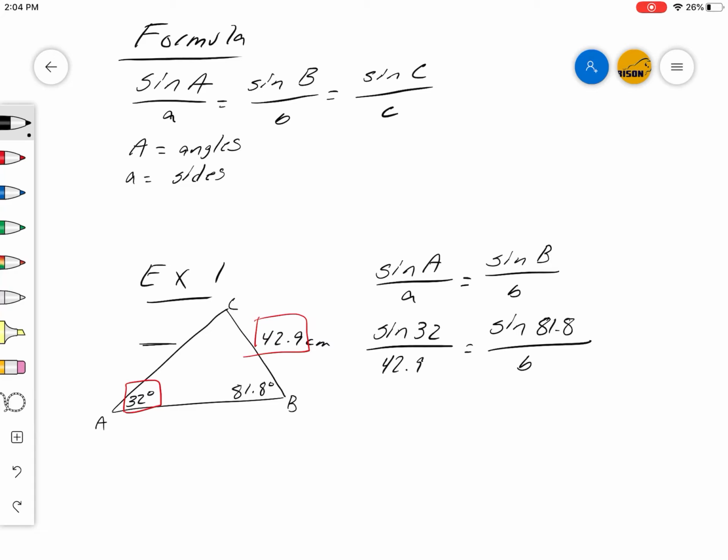If I cross multiply, so you all are always willy-nilly wanting to cross multiply, and most times it's not the right thing to do. Here it is. Okay, so we want to cross multiply. It happens when you have a fraction equal to a fraction. That's when you're allowed to. So sine of 32 gets multiplied by b. So that's really just b sine of 32. I've also got 42.9 multiplied by sine 81.8. That's a number. That right side is a number.